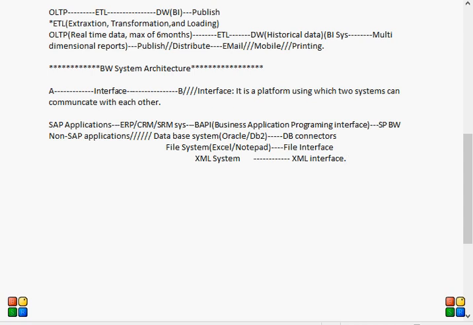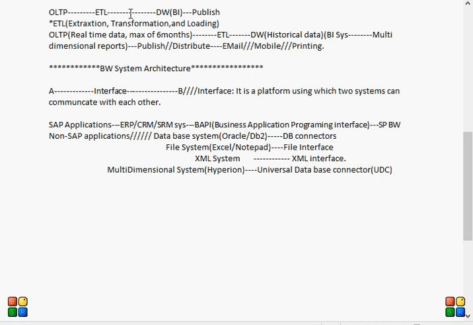All right. So now, I'm sorry, there is one more interface, one more system. If it's a multi-dimensional system like Hyperion, the interface will be Universal Database Connector, which is UDC. Okay, this is the interface.